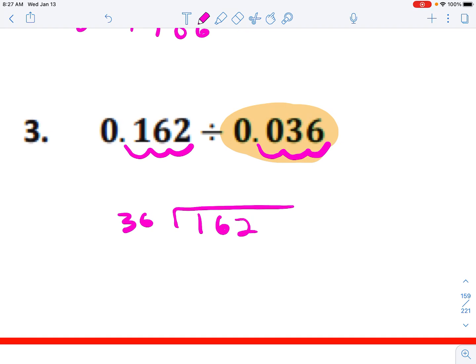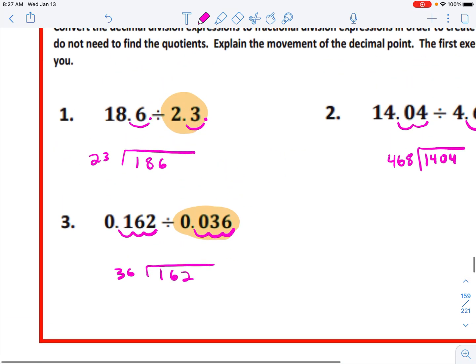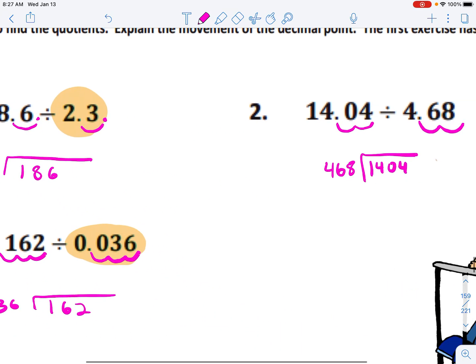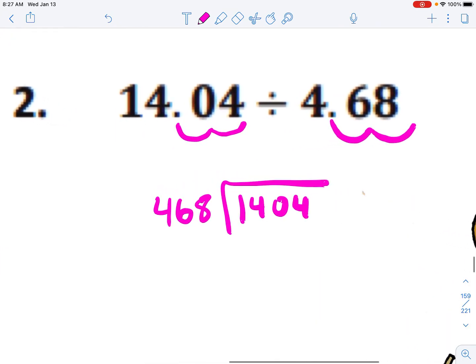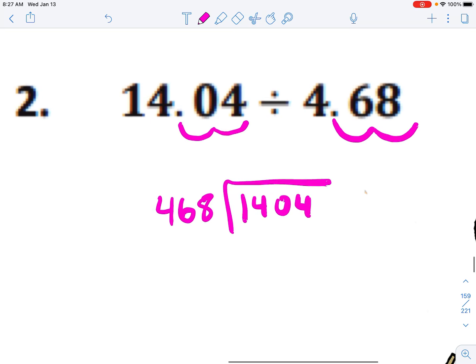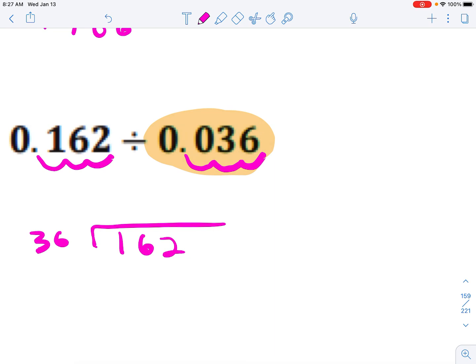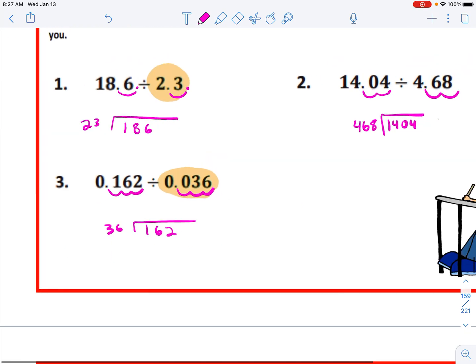Okay, so technically speaking, for number 1, we multiplied each number by 10. Every time you multiply a number with a decimal by 10, the decimal moves 1 place to the right. Okay, if you multiply it by 100, you move the decimal 2 places to the right, and if you multiply it by 1,000, it moves 3 places to the right, and so on and so forth. Okay, it's easier just to remember that you need to make the divisor a whole number before you can divide.